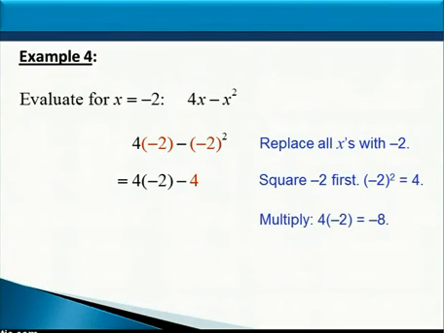Now the next thing to do is multiplication. So I multiply 4 times negative 2, which is negative 8. And now I can perform my subtraction last. Negative 8 minus 4 gives us negative 12, and that's our final answer. So be very careful when you're simplifying these expressions that you follow the correct order of operations. Make sure that when you're replacing variables with numbers that you include parentheses, and I'm sure you'll do just great.